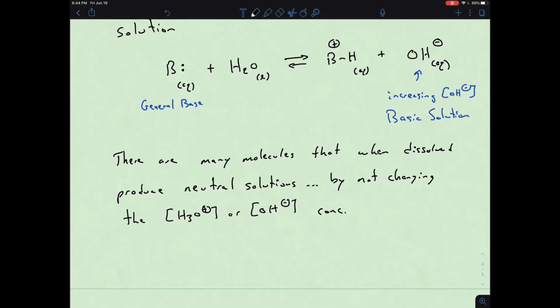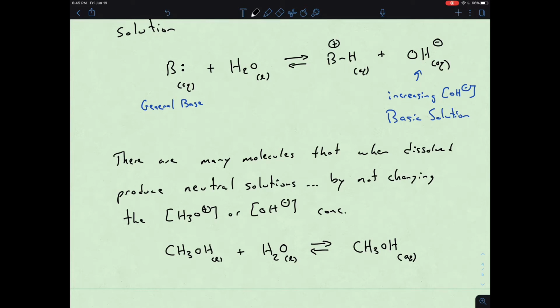So if we took methanol and combined it with H2O, we can still write it as an equilibrium, but all that's going to happen is you're going to have methanol that's now aqueous. So there's no production of more hydroxide or more hydronium ion as a result.